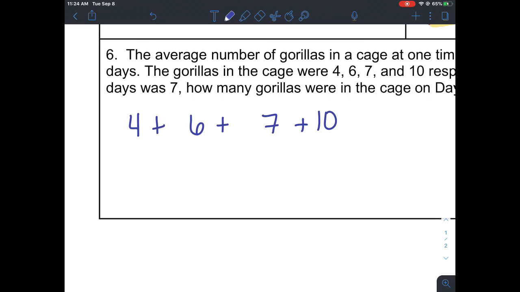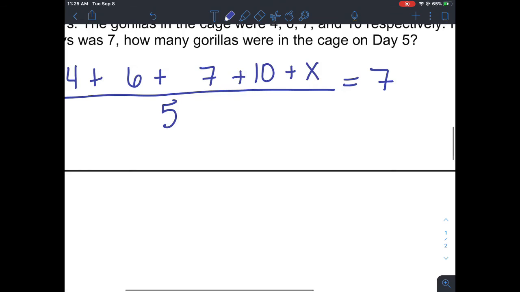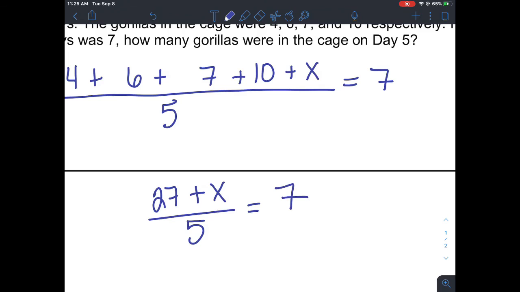There was 4, second day there was 6, third day there was 7, fourth day there was 10. We don't know how many there were on the 5th day, but we know that we were measuring it for 5 days total, and the average was 7. So now I'm going to solve for x. So we'll add these numbers up. 4 plus 6 is 10, plus another 10 is 20, plus 7. So 27 plus x divided by 5 equals 7.